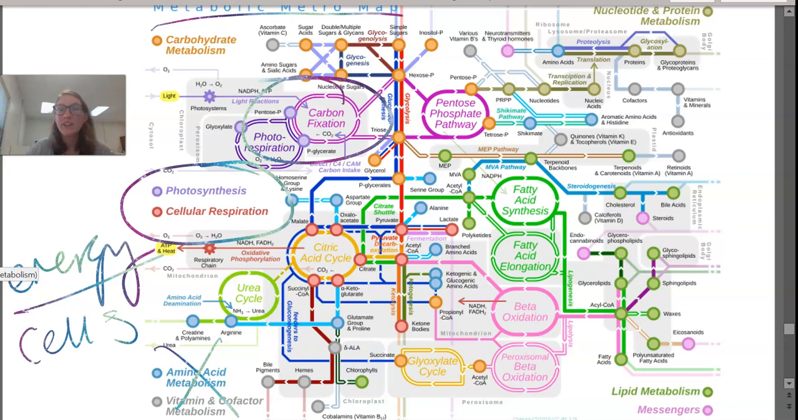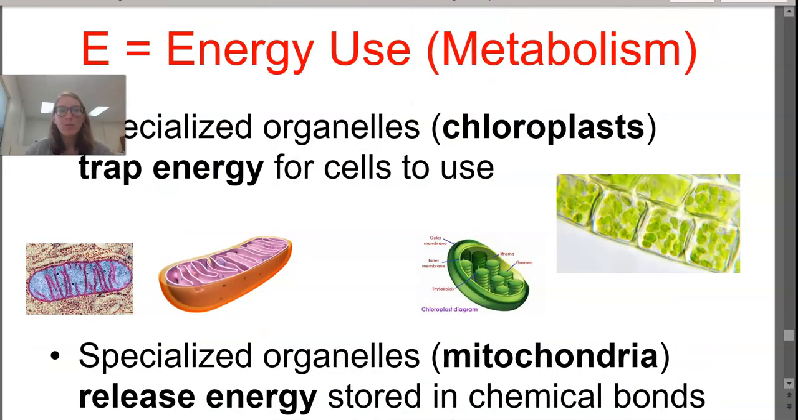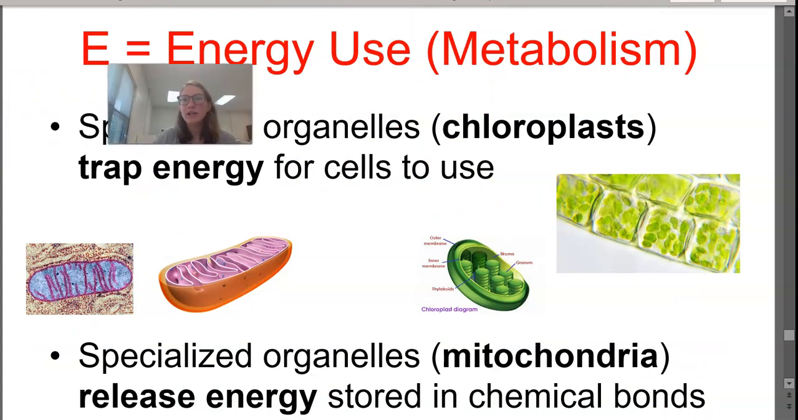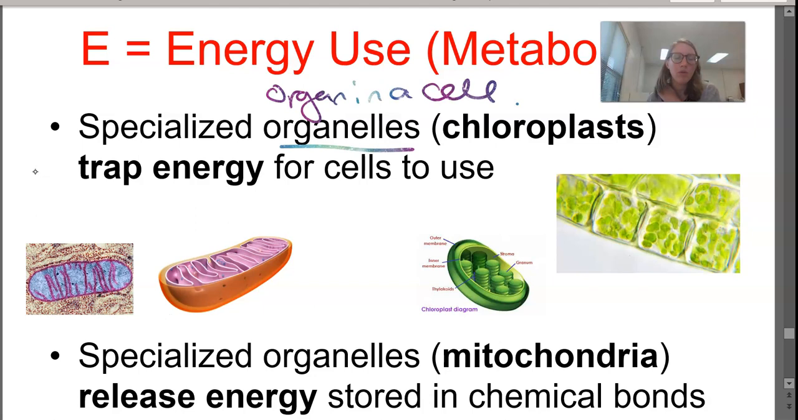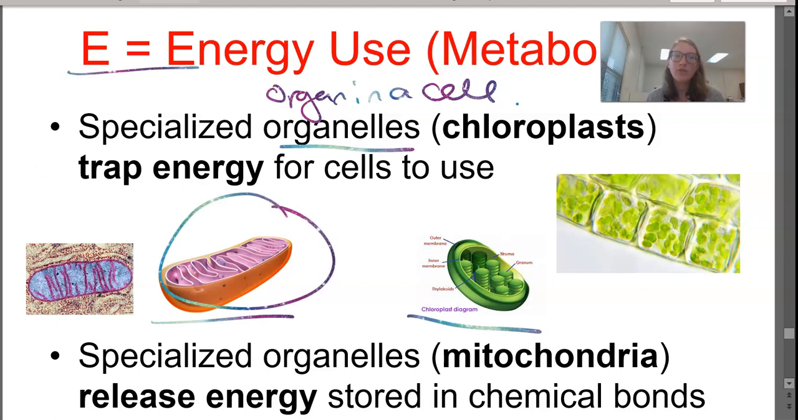So it's very, very complex, very fascinating. More on energy. So we already talked about this, but specialized organisms or organelles called chloroplasts trap energy. Organelles are like tiny little organs within a cell. So an organelle is an organ in a cell. You probably remember a lot of this from 7th grade life science. You know, mitochondria is the powerhouse of the cell, and chloroplasts are only found in plants, things like that. But these are specialized organelles that help our cells create energy.